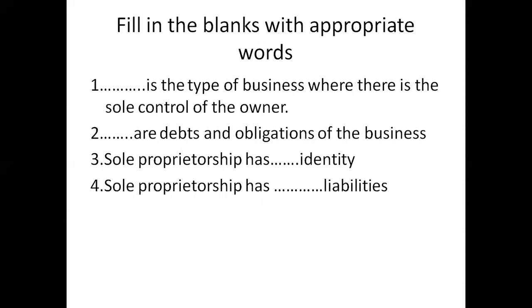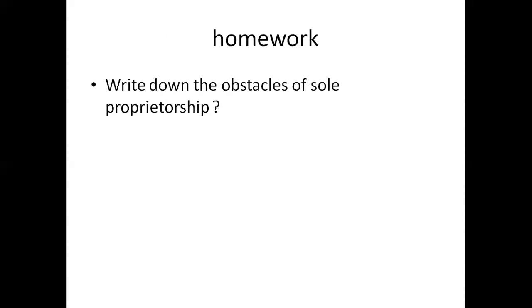Okay. Fill in the blanks with appropriate words. First, dash is the type of business where there is the sole control of the owner. Sole ownership. Yeah, sole trade. Dash are debts and obligations of the business. Liabilities. Liabilities are debts and obligations of the business. Sole proprietorship has dash identity. No identity, self identity. Yes. Sole proprietorship has dash liabilities. Unlimited. Yes, very good. So your homework is to write down the obstacles of sole proprietorship.